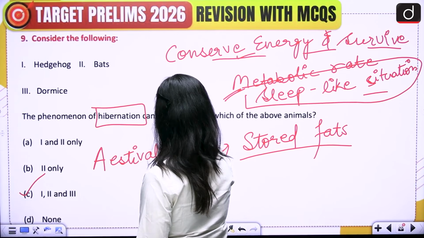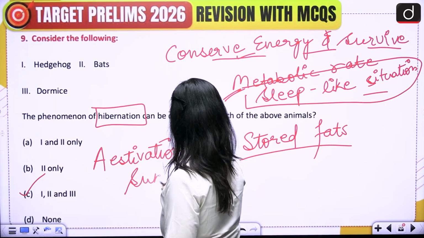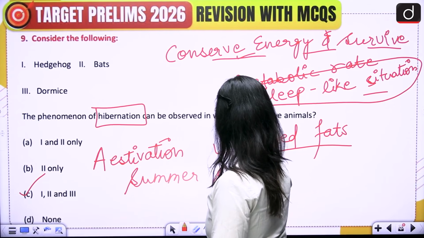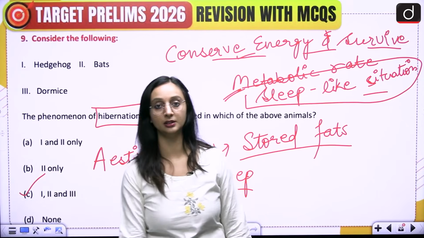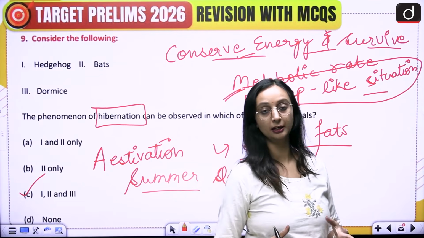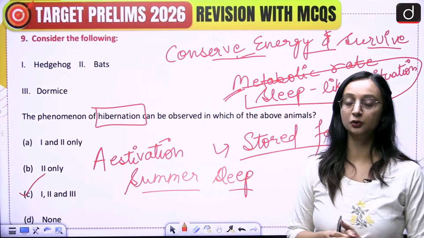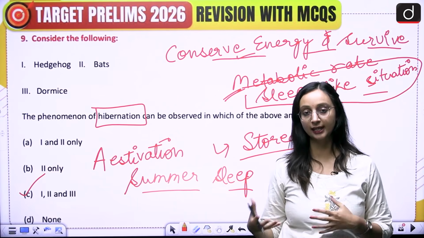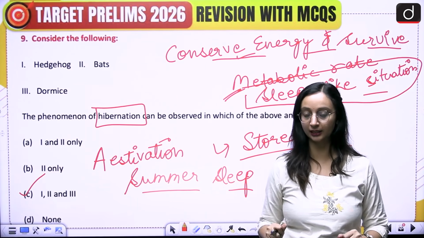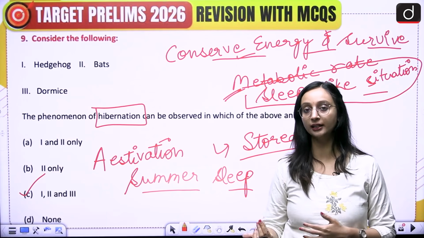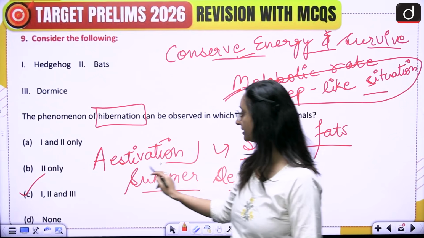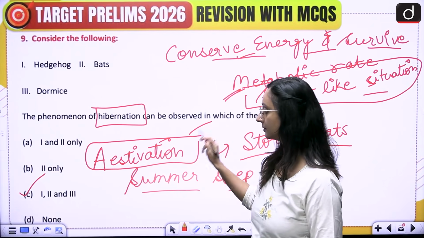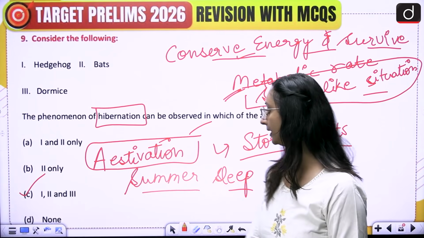Estivation, or summer sleep. Exact same phenomenon, but this happens during extreme summers. Some other forms of animals are very sensitive to extreme summers, and that is when they want to reduce their activity, conserve their energy, and they go into a summer sleep-like situation, and that's known as estivation. Winter sleep is hibernation, summer sleep is estivation. Okay.